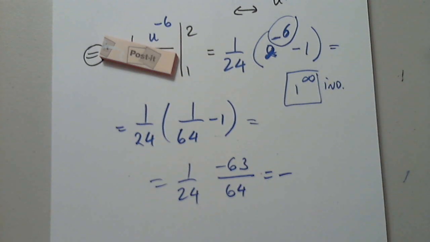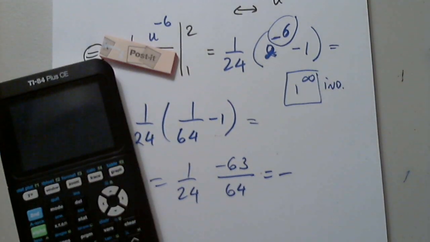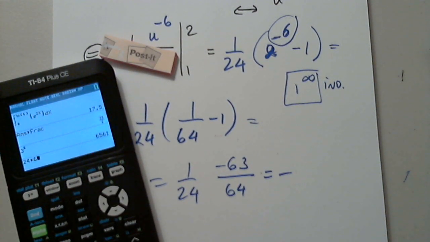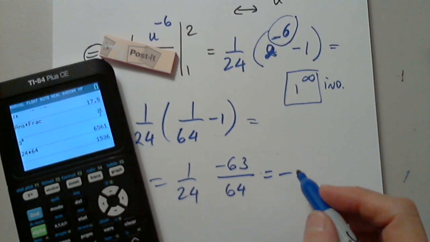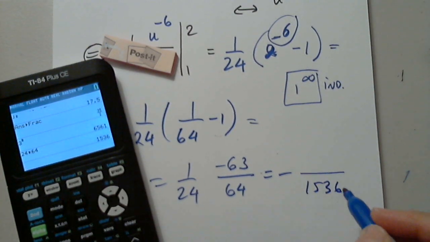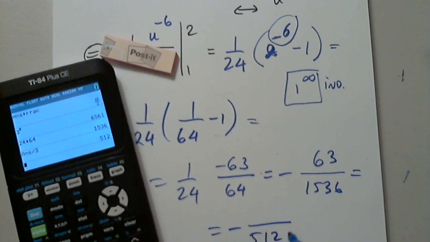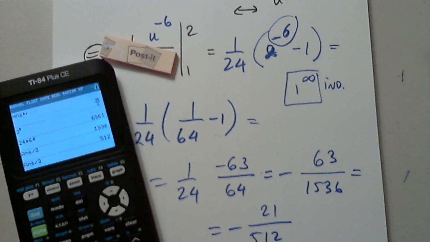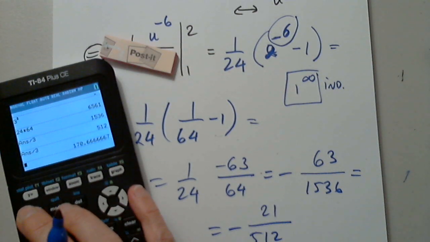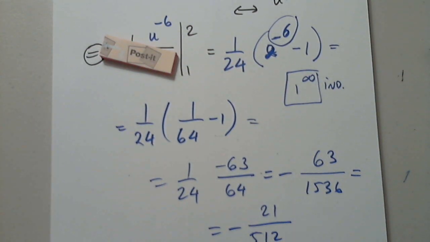That's another huge number. So what is it? 24 times 64. I got 1536. And the denominator is 63. So can I divide this by 3? Oh yeah, awesome. So 512 and 63 is 21. Can I further divide it by 3? No. That's it.